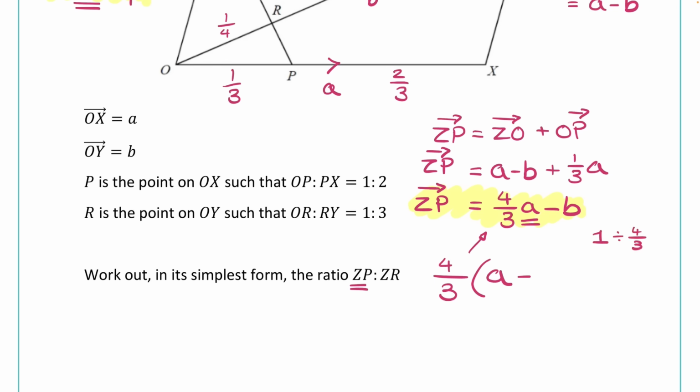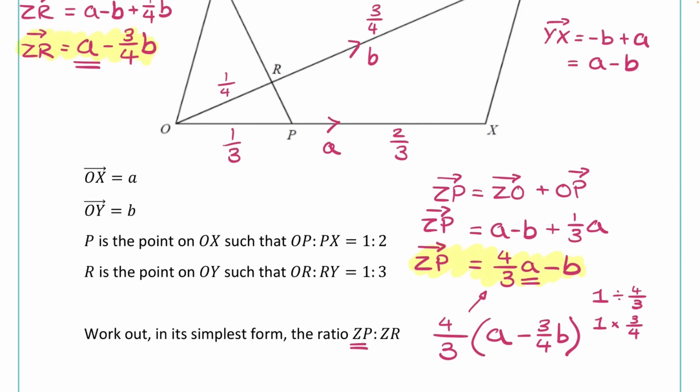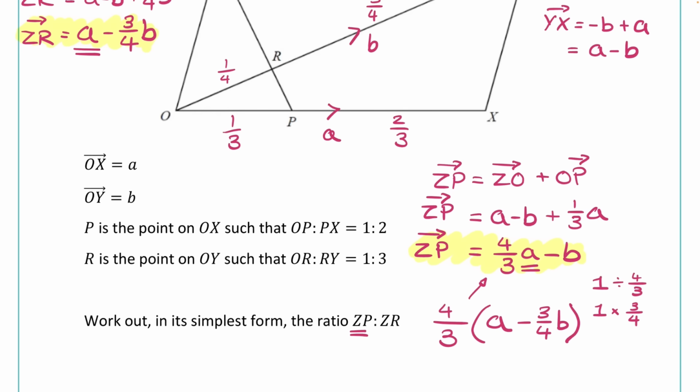You can type that in on the calculator. We can do it relatively quickly without a calculator though. We just times by the reciprocal. 1 times 3/4, which is 3/4. So I get 3/4 b. So if you have a look, that actually matches now the other vector. It's a different multiple of the other vector, but it matches the other vector.